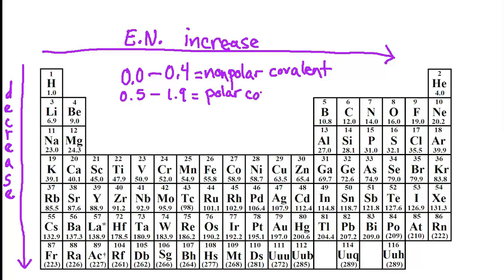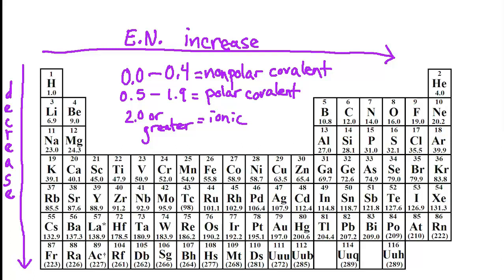And keep in mind that this is a sliding scale. So in other words, if I have a difference of 0.5, it's just slightly polar covalent. It's almost nonpolar. Whereas if I have something that's 1.9, we are extremely polar covalent to the point that we've almost become ionic. And that brings us to the next point, which is that if you have a 2.0 difference or greater, then in that case you're dealing with a bond that is ionic.